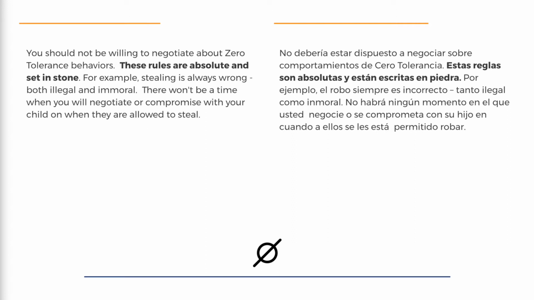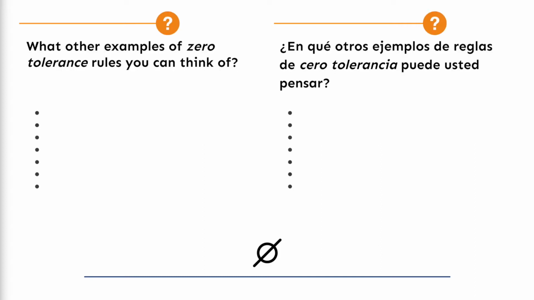You should not be willing to negotiate about zero tolerance behaviors. These rules are absolute and set in stone. For example, stealing is always wrong, both illegal and immoral. There won't be a time when you will negotiate or compromise with your child on when they're allowed to steal. What other examples of zero tolerance rules can you think of?